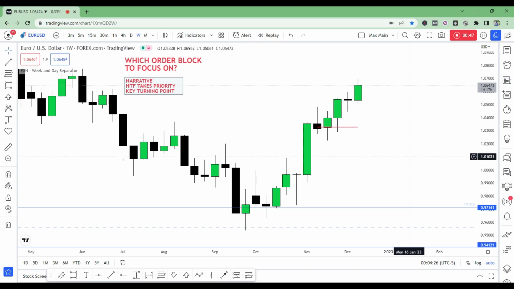Another thing I like to do is also look at higher time frame order blocks which are near the price that you are trying to maybe enter on, or near price essentially. And I also like to look at key turning points. So order blocks that are at key turning points are very essential in my analysis and in my consideration of an order block. So for instance, this order block down here, this is an order block. These two candles are order blocks.